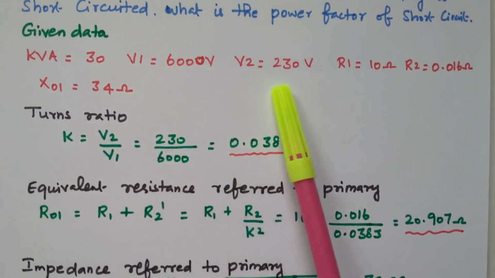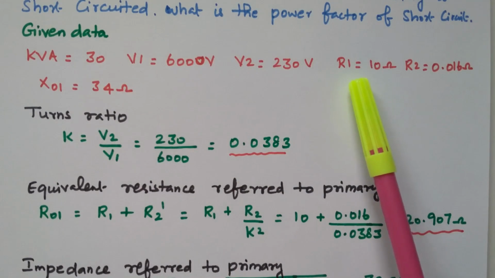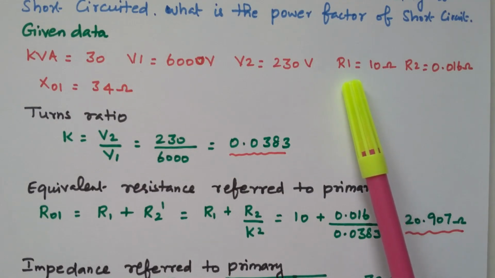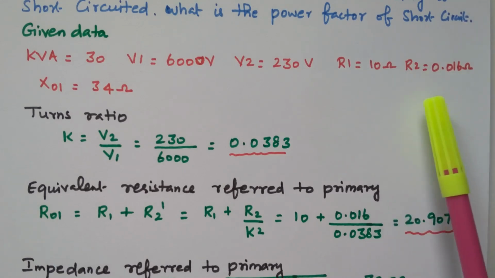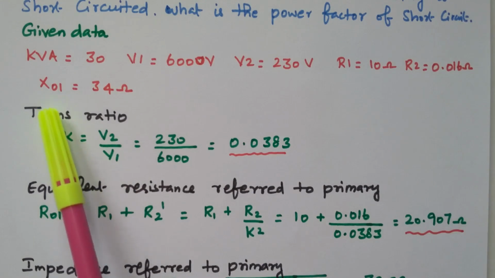Secondary voltage is 230 volts. Then R1 and R2, the resistances of primary and secondary winding. R1 is 10 ohm, R2 is 0.016 ohm. And the reactance is given, the reactance referred to the primary winding. So that's the total reactance.